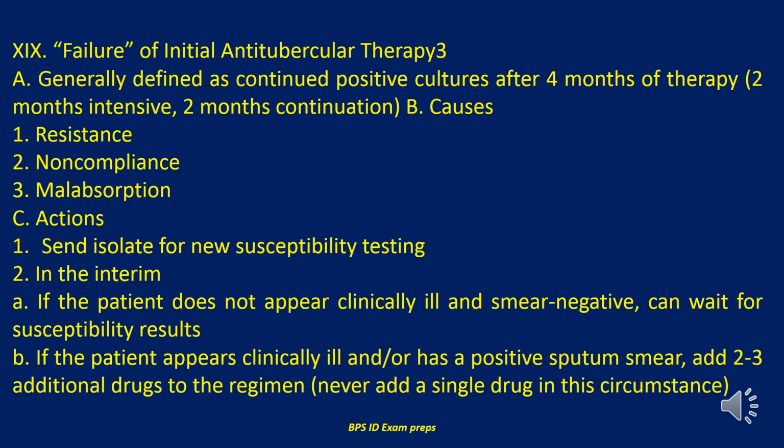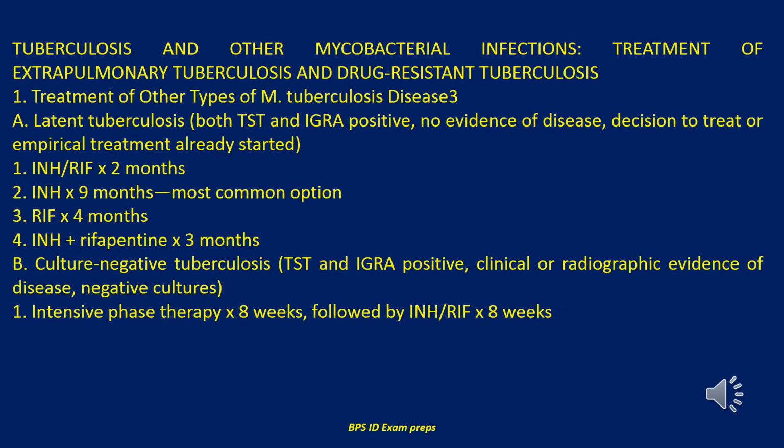2. In the interim, A. If the patient does not appear clinically ill and smear negative, can wait for susceptibility results. B. If the patient appears clinically ill and/or has a positive sputum smear, add 2 to 3 additional drugs to the regimen. Never add a single drug in this circumstance. Let's now discuss treatment of other types of M. tuberculosis disease. A. Latent tuberculosis, which is both TST and IGRA positive, with no evidence of disease, decision to treat or empirical treatment already started.